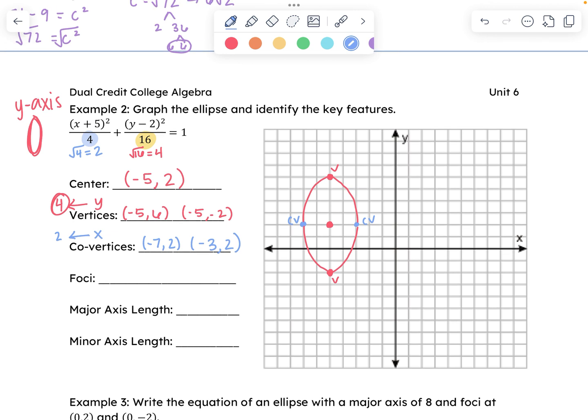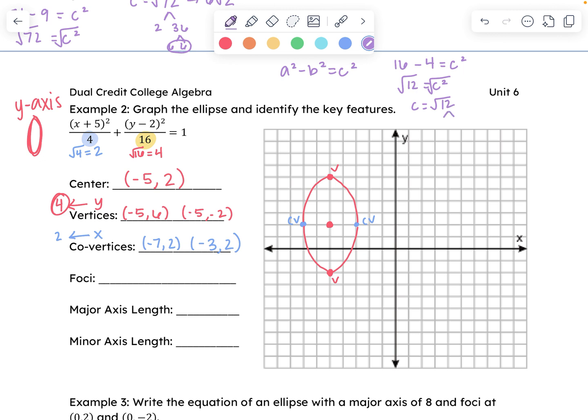Okay, we need to find our foci. So remember that's a squared minus b squared equals c squared. A squared is 16. B squared is 4. So 16 minus 4 is 12. We got to square root that to figure out what c is. So c is equal to the square root of 12.